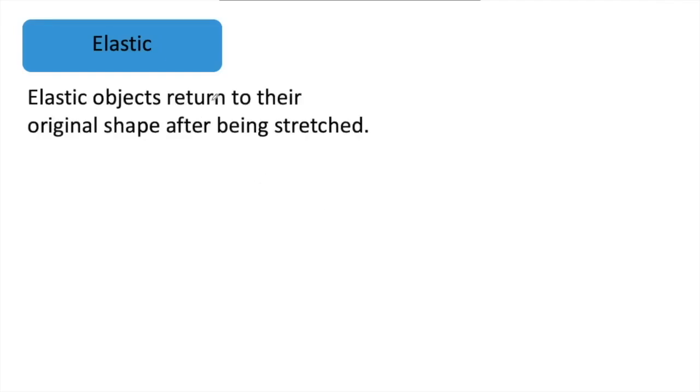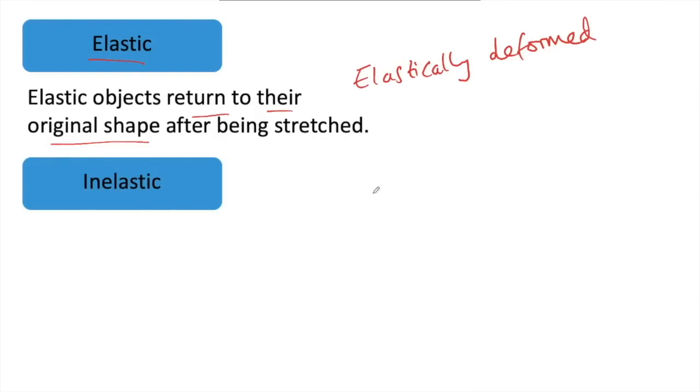So there are two types of objects. There are elastic objects. Those are objects that return to their original shape after being stretched. If you think of a spring, once you remove a weight, as long as it's not too much of a force that has stretched it, if you take the weight off, it will return to its original shape. In that form it is elastic, and we could say it has been elastically deformed. When you take off the forces being applied to that spring, it returns to its original shape.